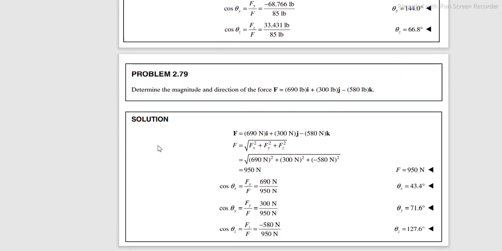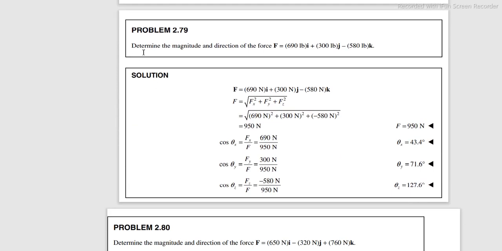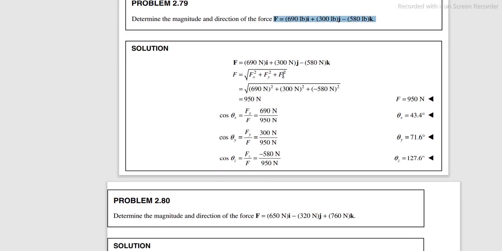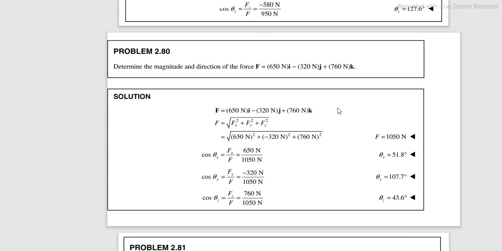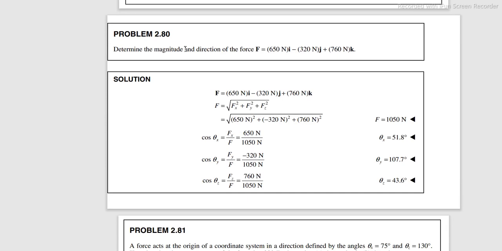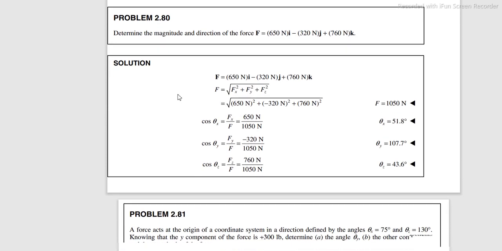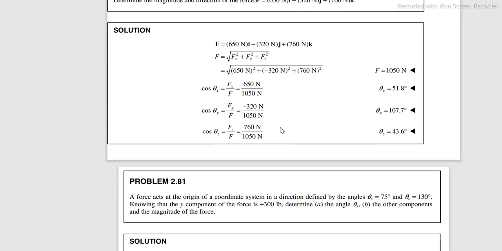Next problem 2.79, determine the magnitude and direction of the force if this is the vector form of a force, and the solution is F, magnitude and direction. That is a very easy question, intermediate level. Determine the magnitude, direction, same question, magnitude and direction, both axis x, y, and z axis.